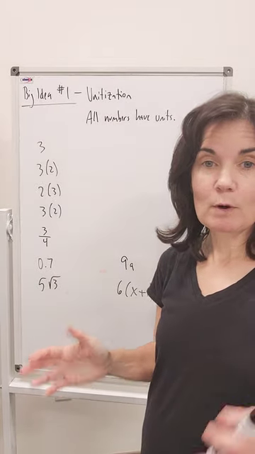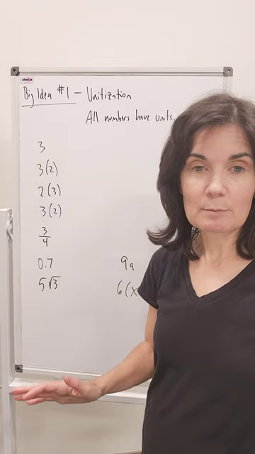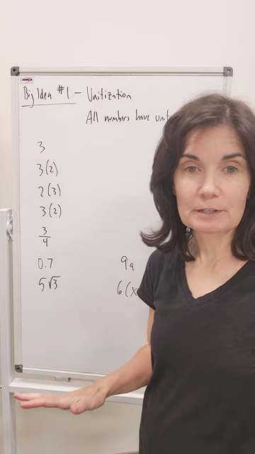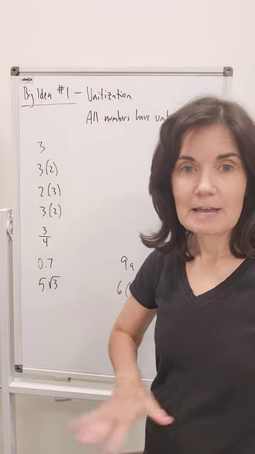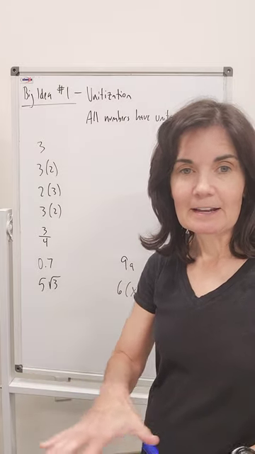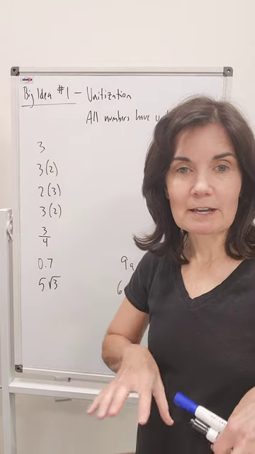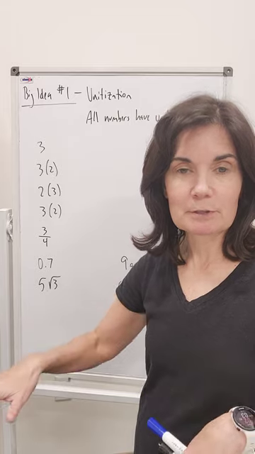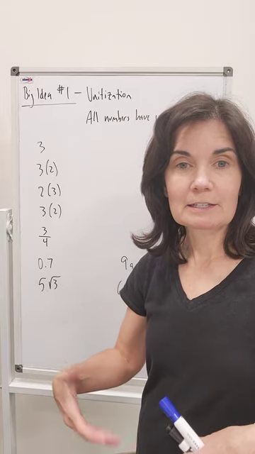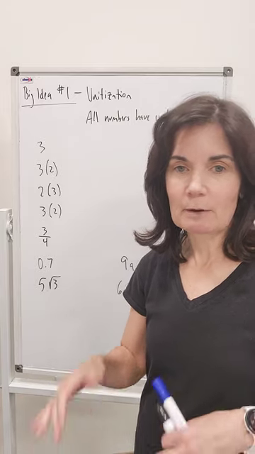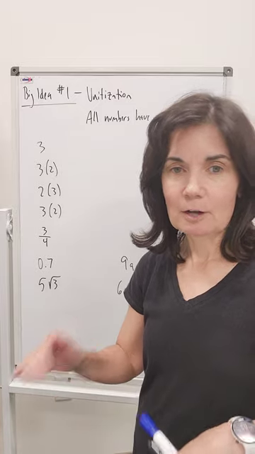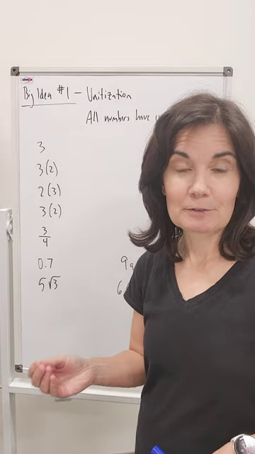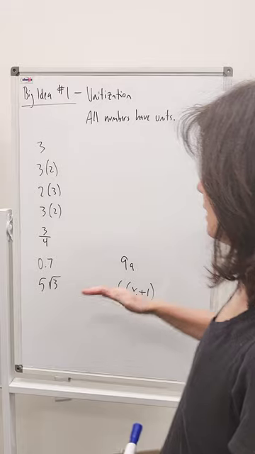Big idea number one, unitization. All numbers, all values have units. This is so important, especially when we talk about arithmetic, to help our students bridge that gap as they transition from arithmetic to algebra. This idea of units, even when we're not talking about feet, seconds, dollars, right? Numbers have units, and so it's really important to gain understanding of that.